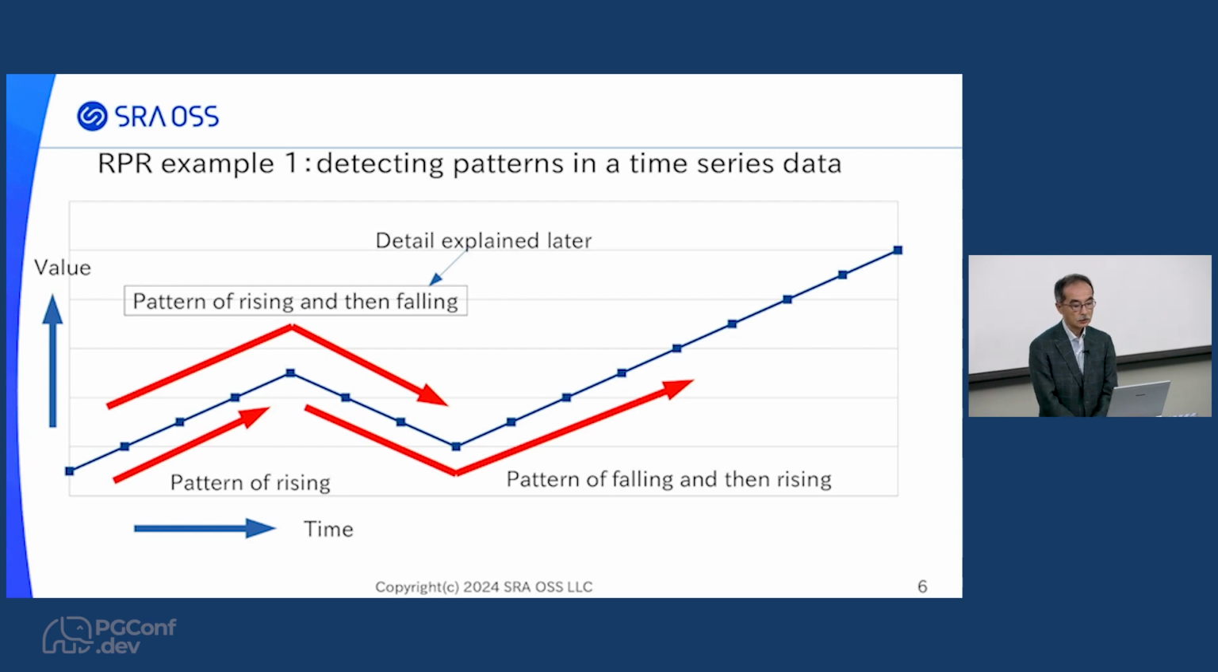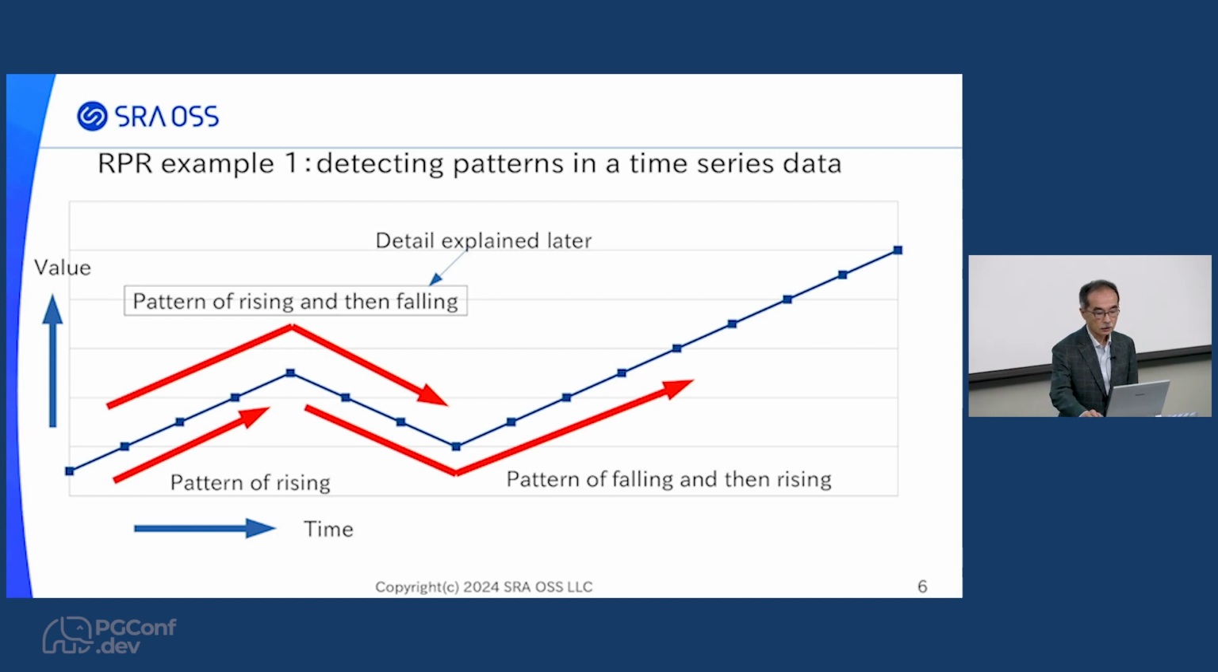Okay, let's see some examples of RPR. The first one is detecting patterns in time series data. Here we see a blue line, which indicates the value in the time series. And here we can find at least 3 patterns. The first one is a pattern of rising and then falling. The next one is just rising. And also we have falling and then rising. RPR can find each of the patterns.